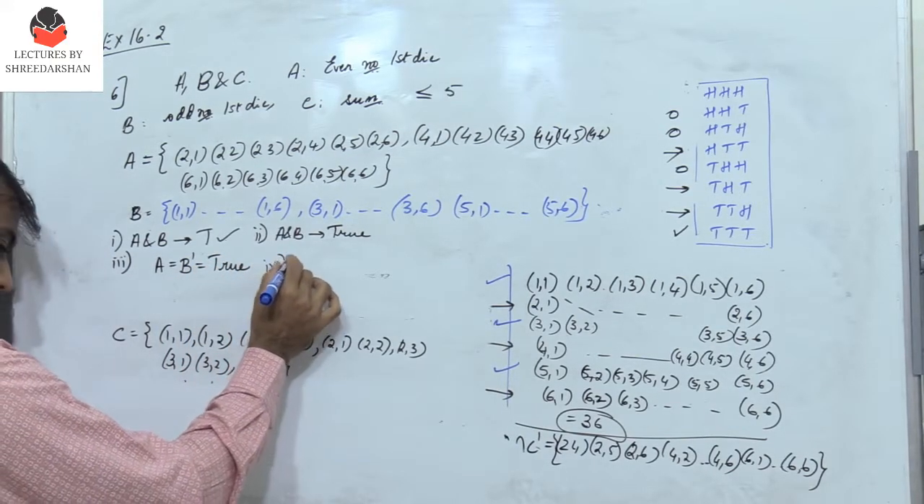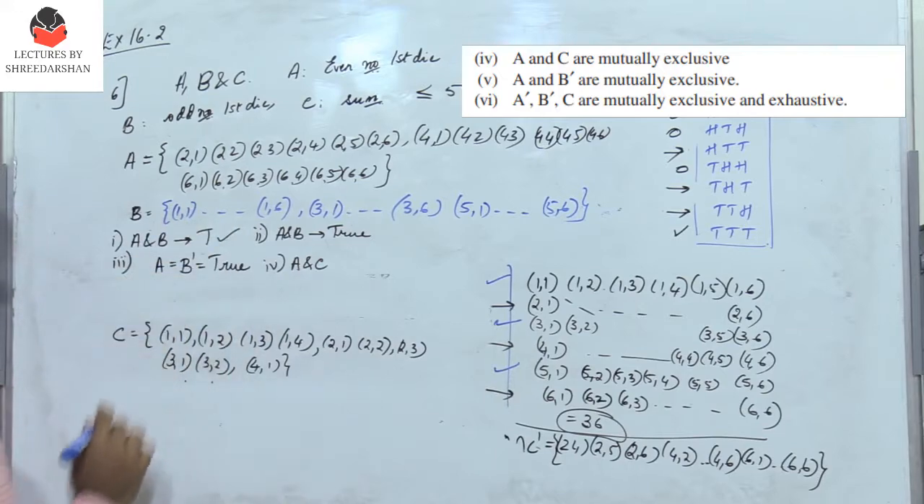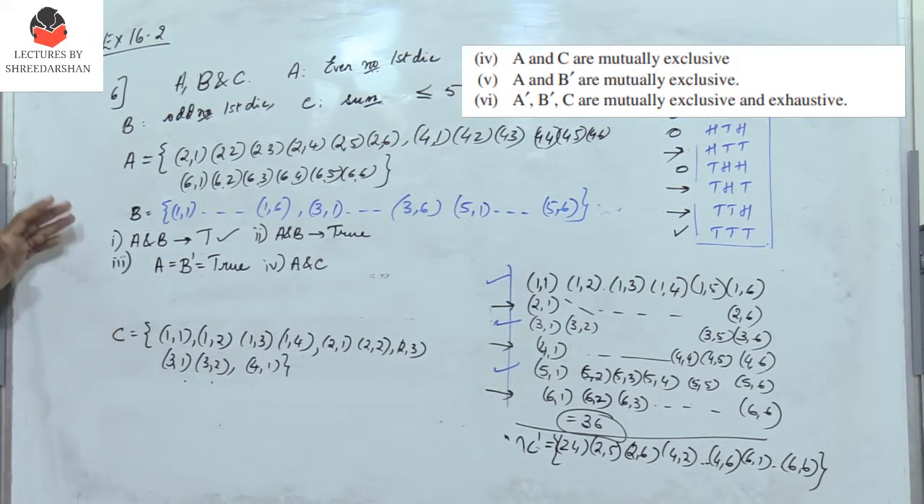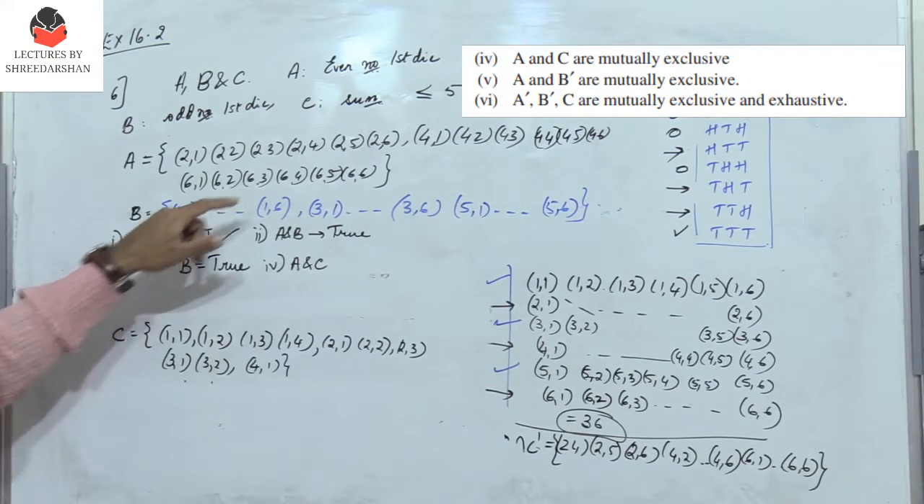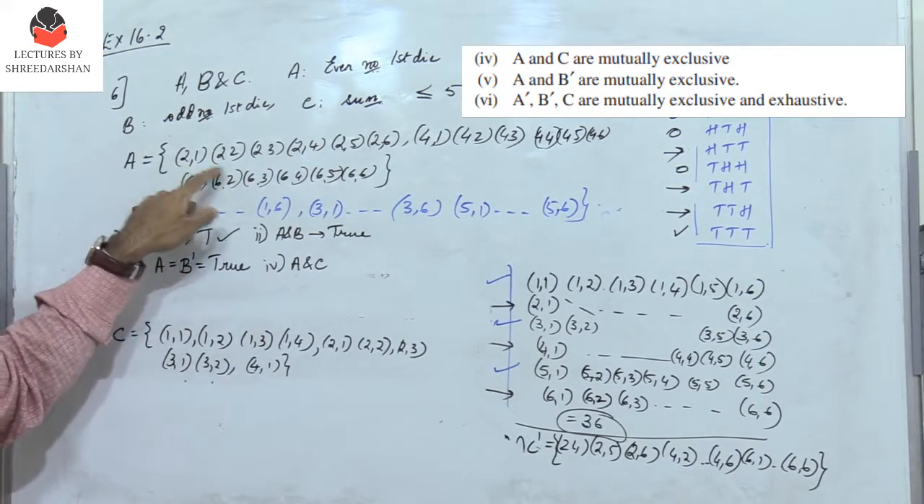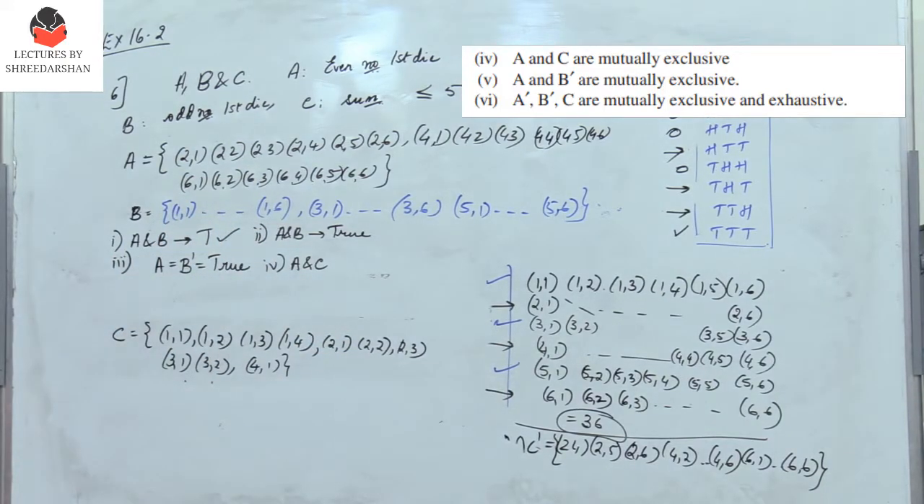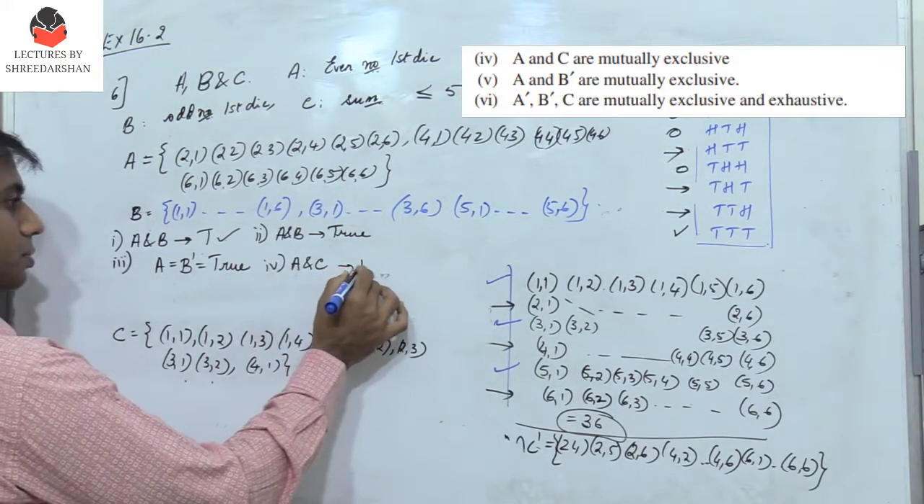Fourth one, A and C are mutually exclusive. Is A and C mutually exclusive? Just check if there are any common outcomes. You find that 2,1 and 2,1 is common, 2,2 and 2,2 is common. So therefore, it is a false statement.